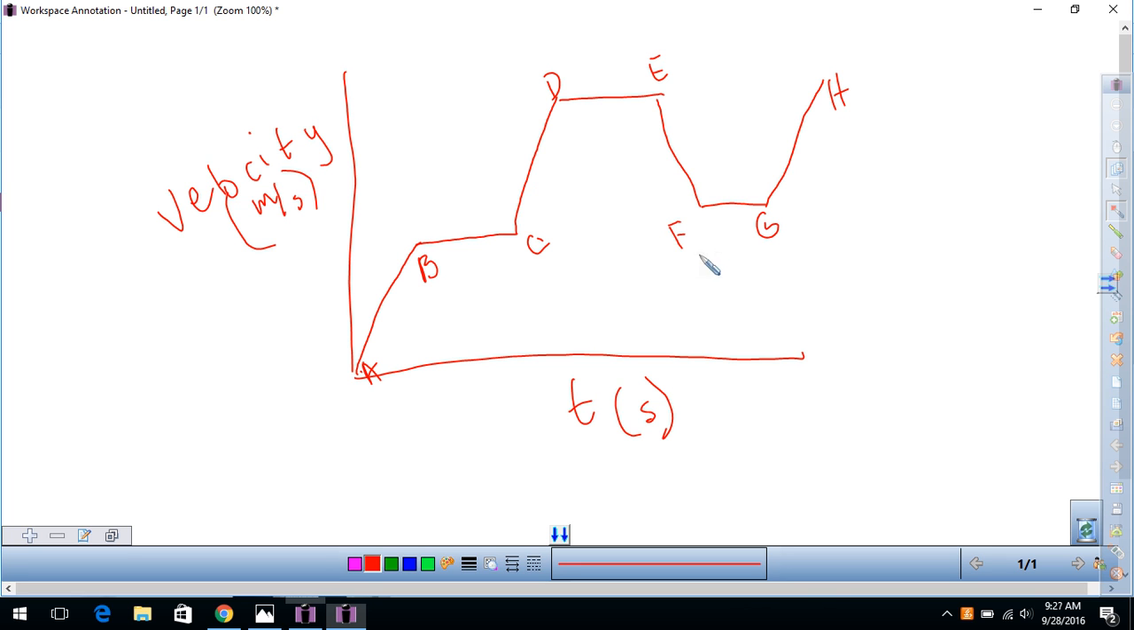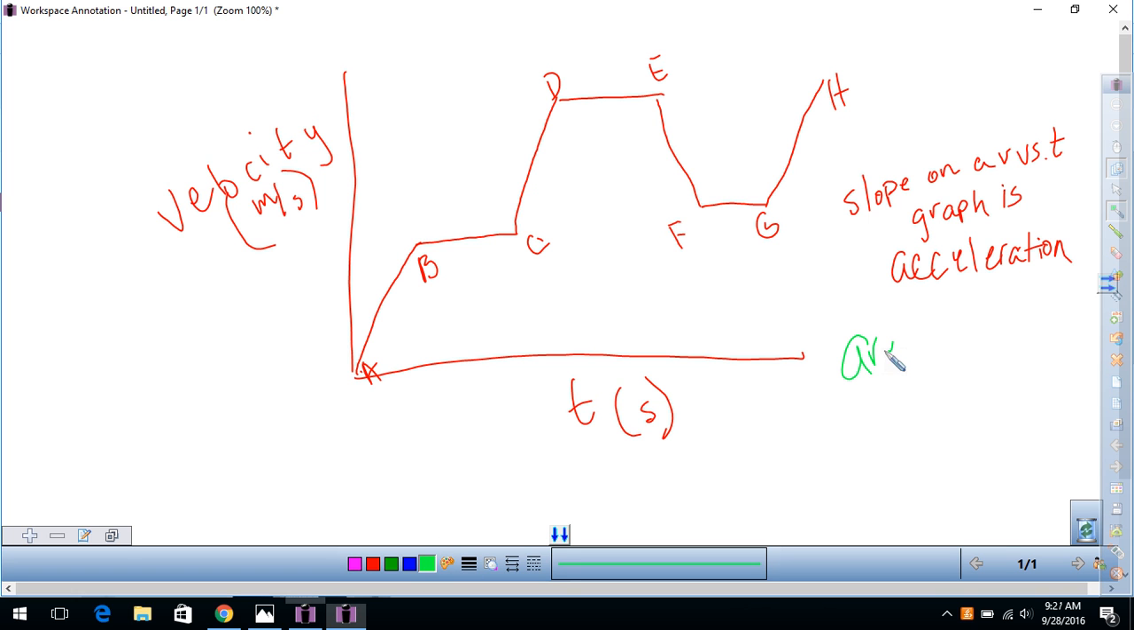Okay, but before we even answer those questions, let's talk about this velocity versus time graph. The slope on a V versus T graph is always going to be the acceleration. Always, always, always, always, always. Okay? Now, the area under the curve, and I'll talk about that and what curve means in just a second. Area under curve is the displacement, or the distance that it traveled.